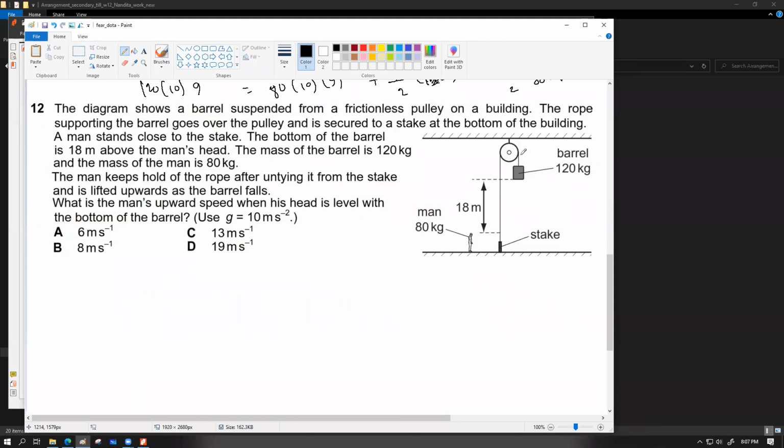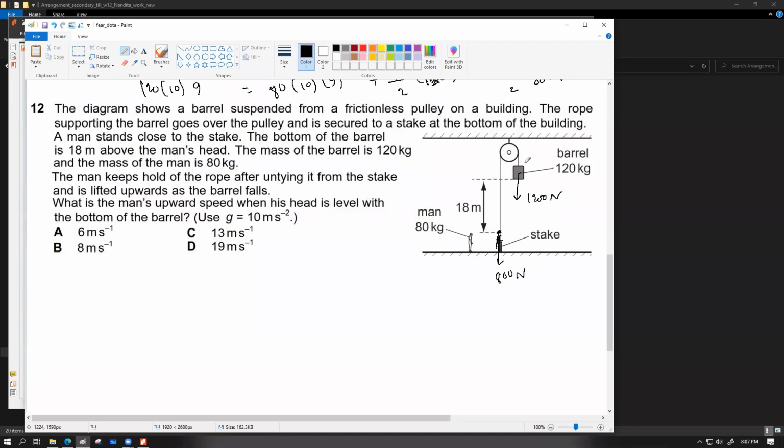This barrel has its own weight. How much is the weight of this barrel? And how much would be the person's weight when he is holding on to this rope? So this is a person now who is holding the rope. What would be his weight? 800. এই পার্টটা কি বুঝা যাচ্ছে?